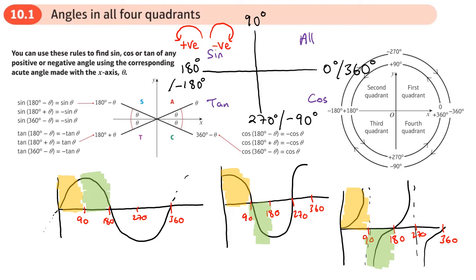So between 180 and 270, that's negative, that's negative. This is positive. Can you see tan is the only graph that's positive? Yeah, so I suppose I could color code this, couldn't I? Yeah, and we're all positive here.